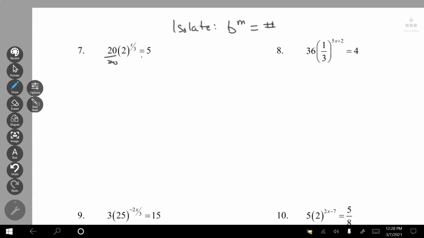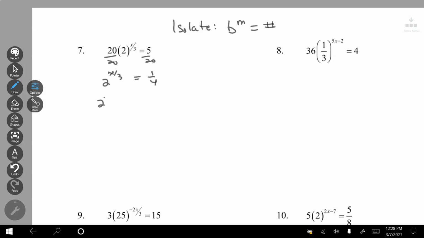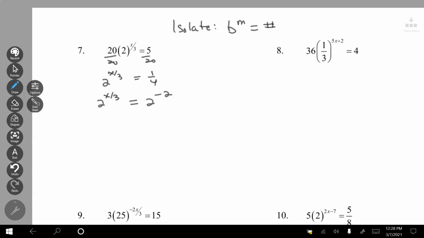So for this one, the first thing I'm going to do is divide by 20. I get 2 raised to the x over 3 is equal to 1/4. And I should rewrite this as 2 to the x over 3 is equal to 2 to the negative 2 power. If 2 squared is 4, 2 to the negative 2 is 1/4. Same bases. x over 3 is equal to negative 2. Get rid of this 3 on the bottom by multiplying by 3. x equals negative 6 is my solution.